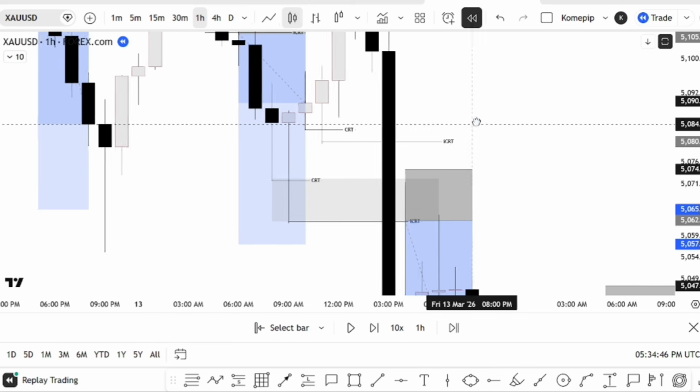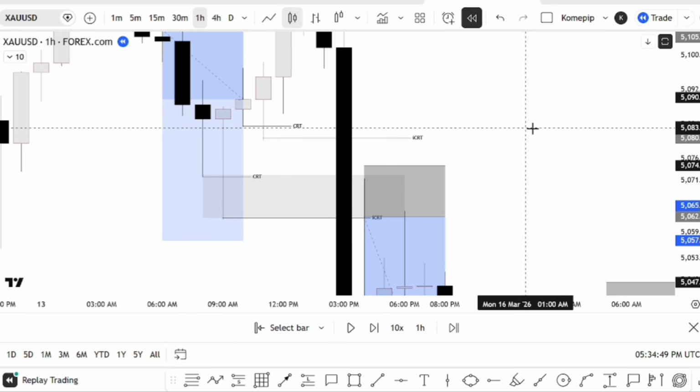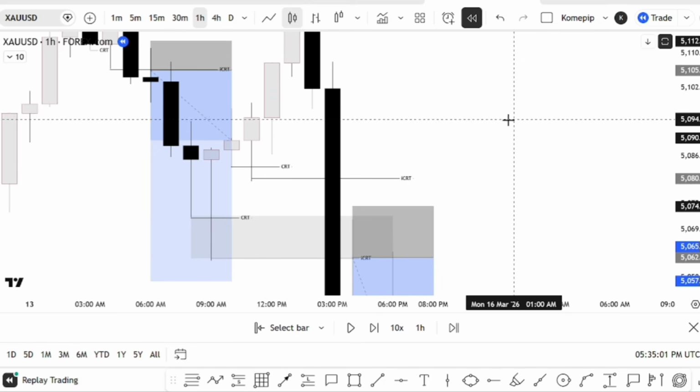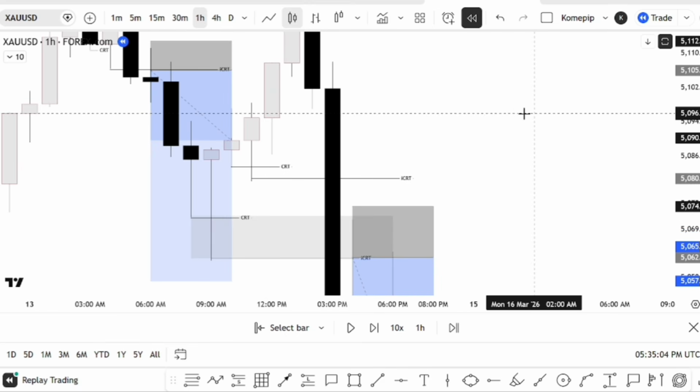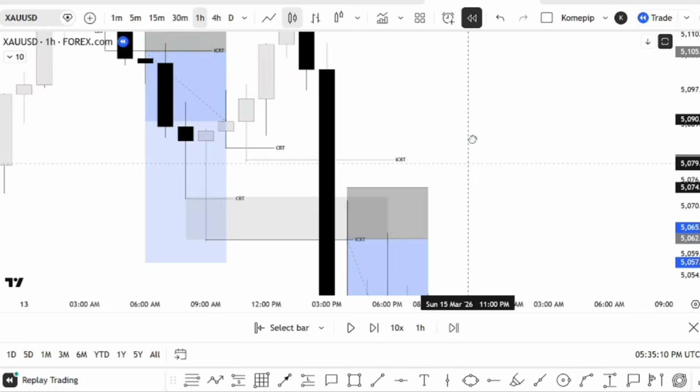You'll be able to use this model to enter your setups. Now, when you are trading MSNR, Malaysian support and resistance strategy, or your Inner Circle Trader strategy, which is the ICT concept, or SMC, whatever strategy you are trading, using the Komepips iCRT gives you an ideal way to enter. It tells you where to enter the market and when to avoid the market.